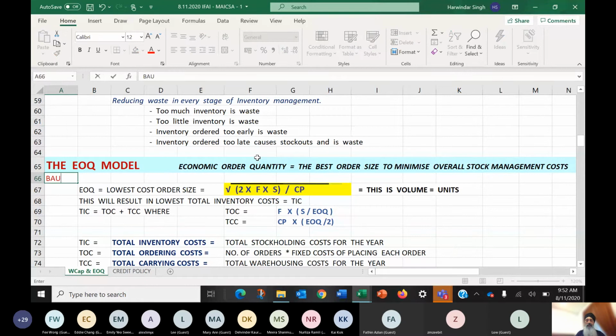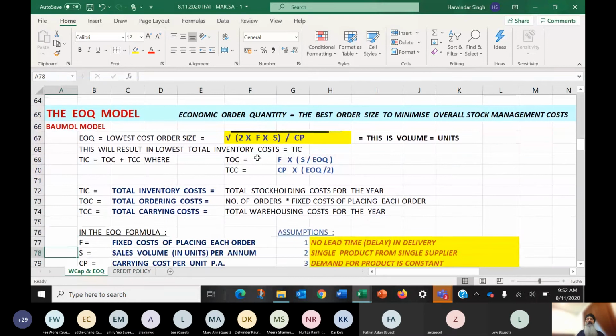He's an American mathematician. Baumol model. The Baumol model can also be used for cash, by the way. So they may actually give you the same question, but ask you to talk about what should be the best balance on our overdraft account that you should maintain.